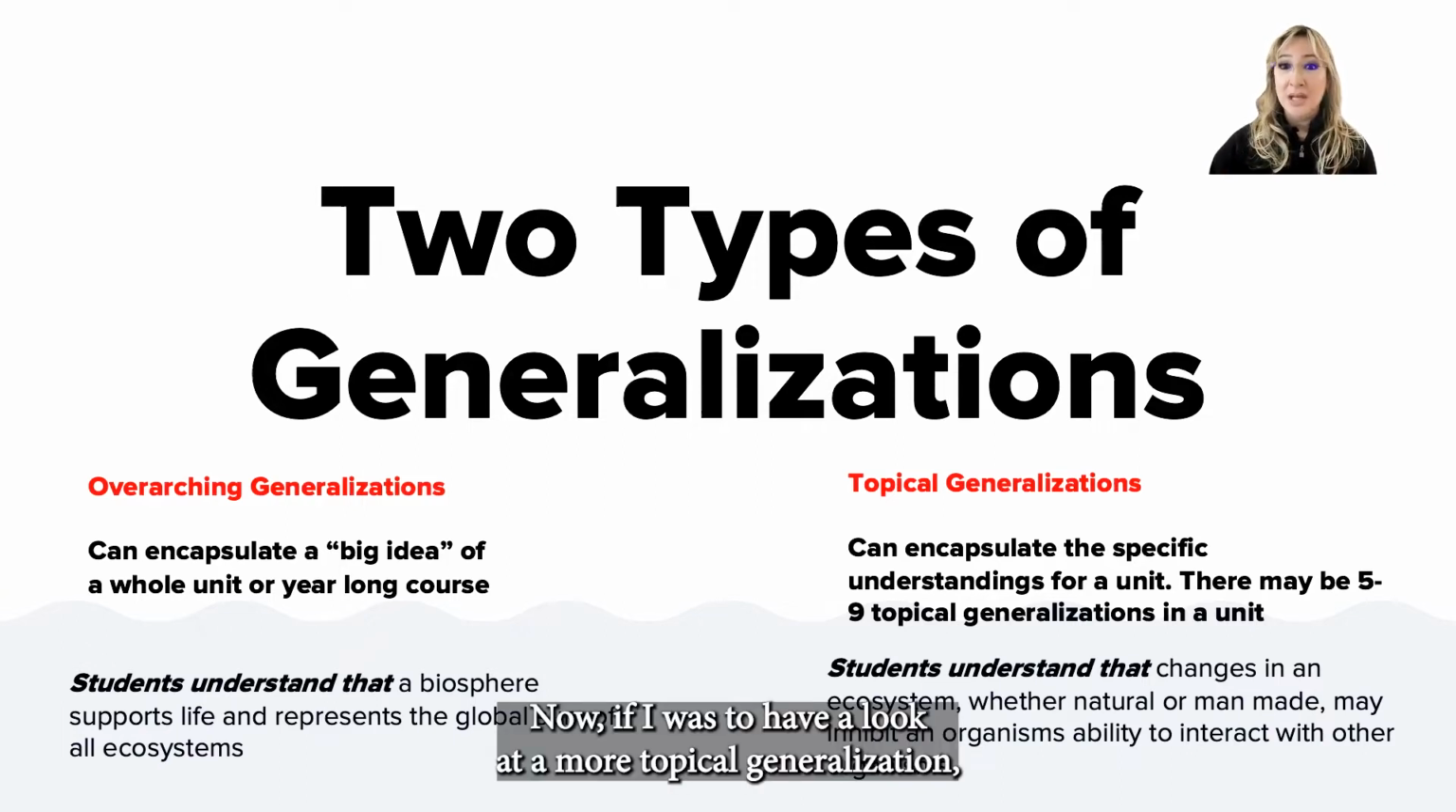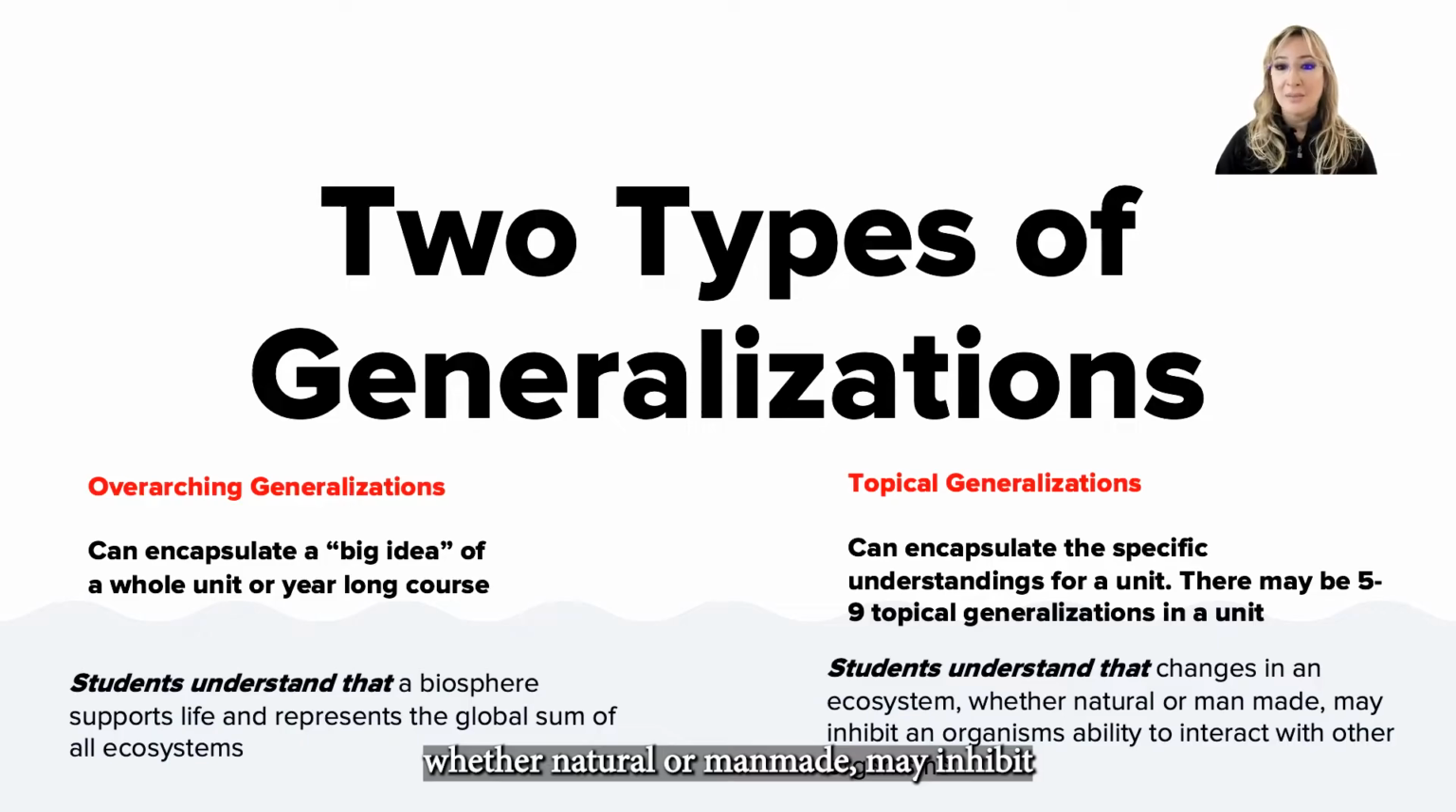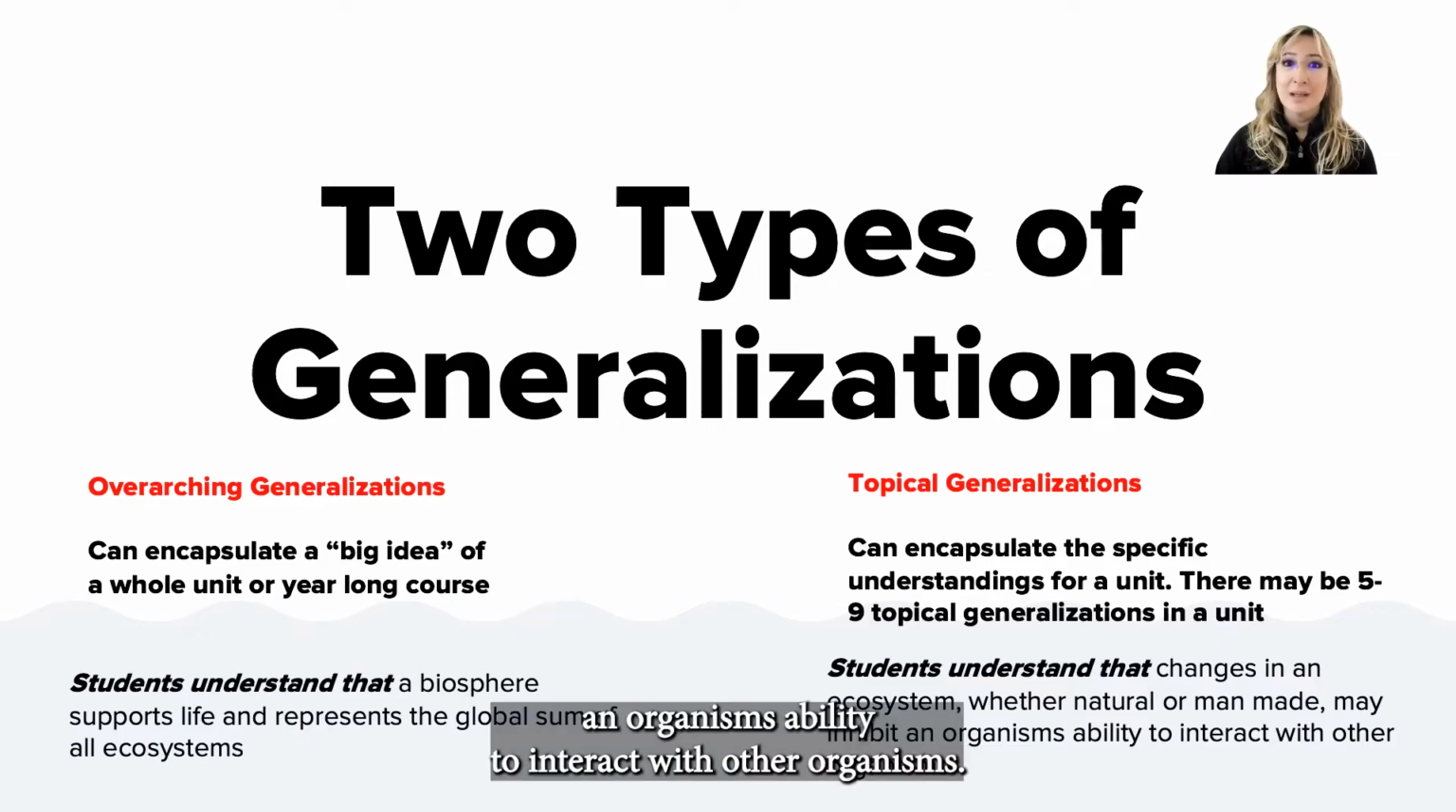Now, if I was to have a look at a more topical generalization, that could be students understand that changes in an ecosystem, whether natural or man-made, may inhibit an organism's ability to interact with other organisms. And so you can see that that has more specificity.